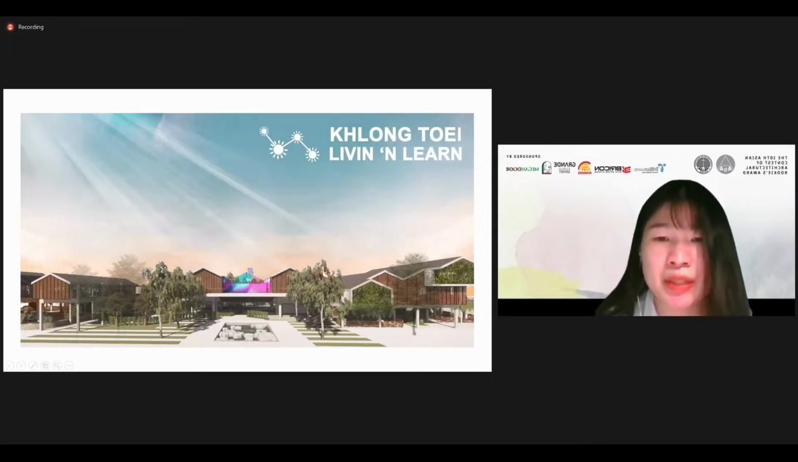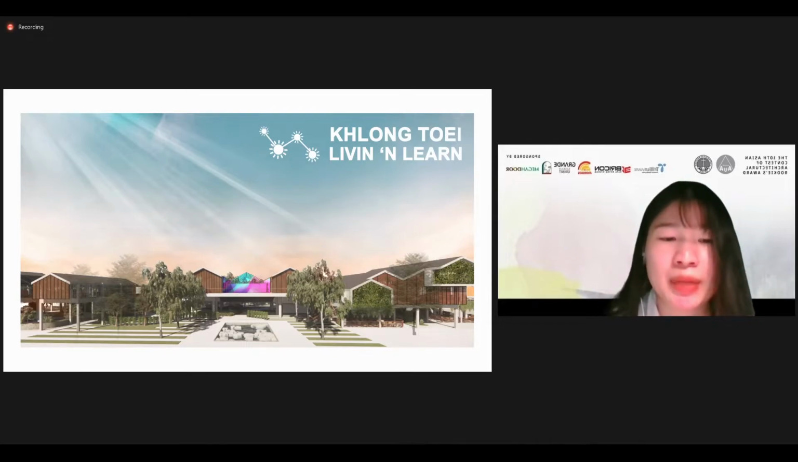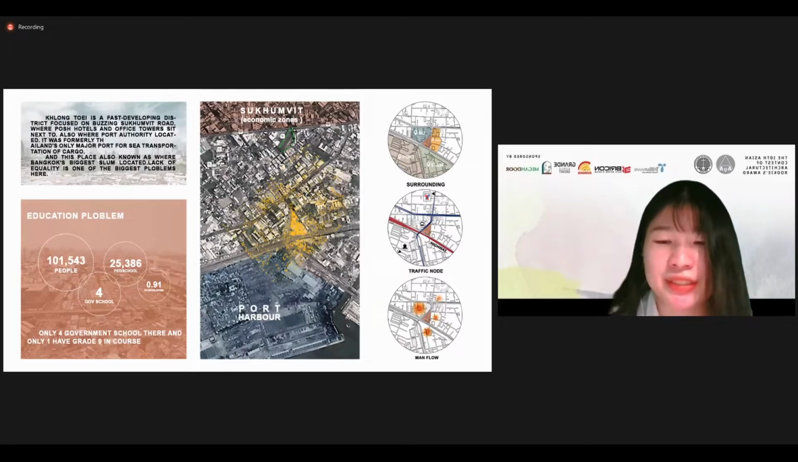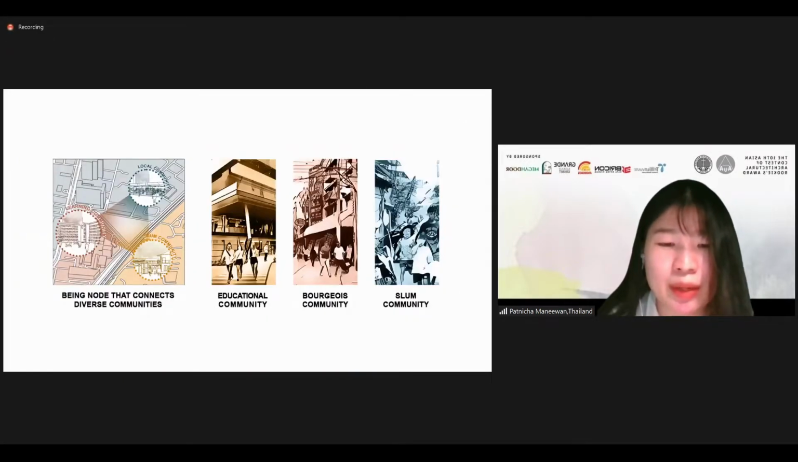Hello, I am Panisha Maniwan from King Mongkut Institute of Technology, Ladkrabang, Thailand. My project is Hongtoi Living and Learn. Hongtoi is one district of Bangkok, Thailand. This district is surrounded by numerous important economic zones of the country. It is a fast developing district where a famous university and the international cargo harbor are located. This leads to the region becoming very packed with different cultures and influences.